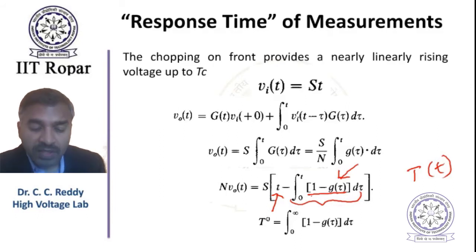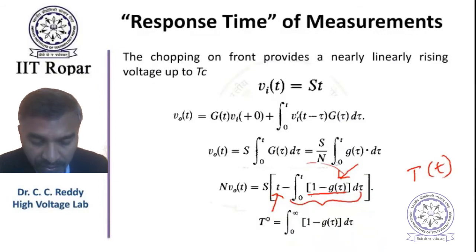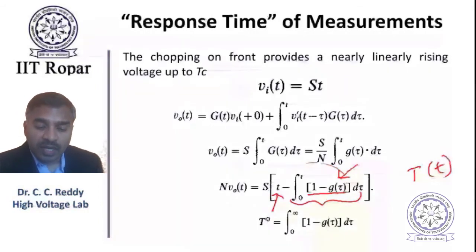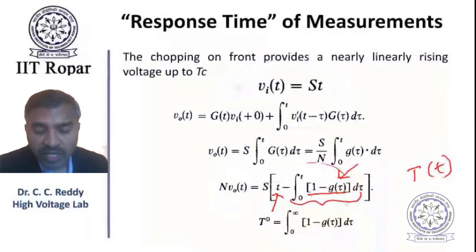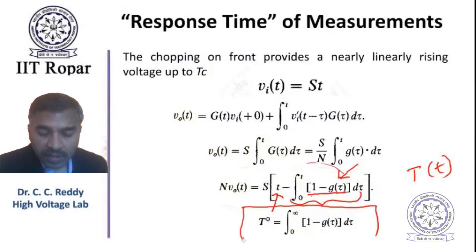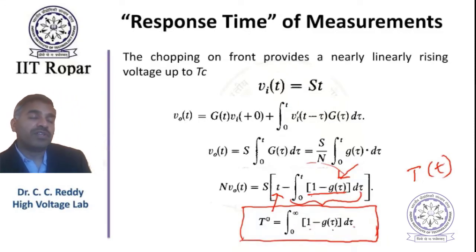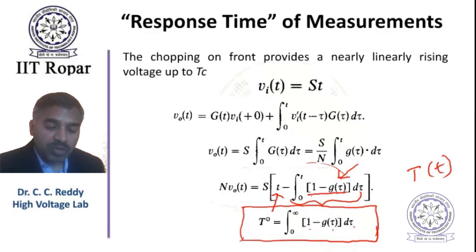So after some time this integral no more contributes any area. Therefore, up to a certain time, it must have accumulated a certain value, and that is defined like this: t naught, the integral 0 to infinity of 1 minus g of tau d tau. This is defined as the response time.